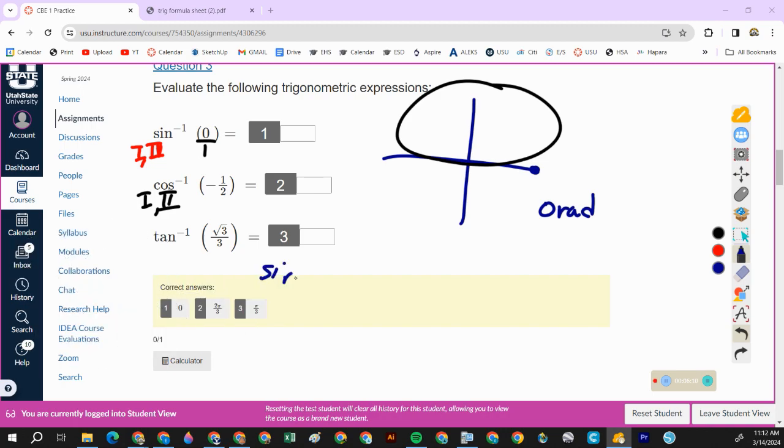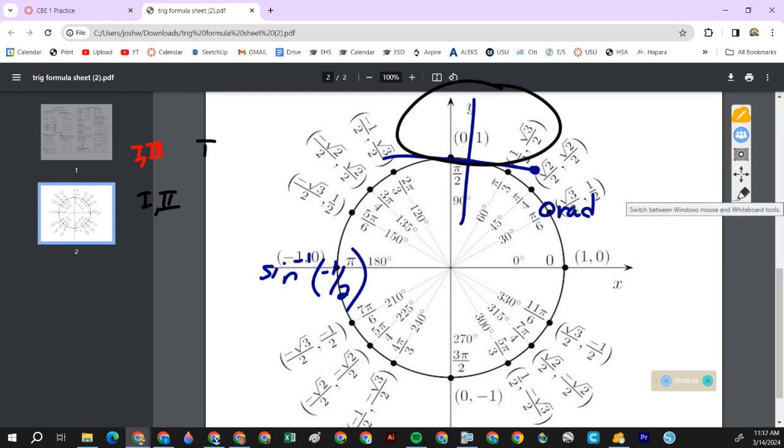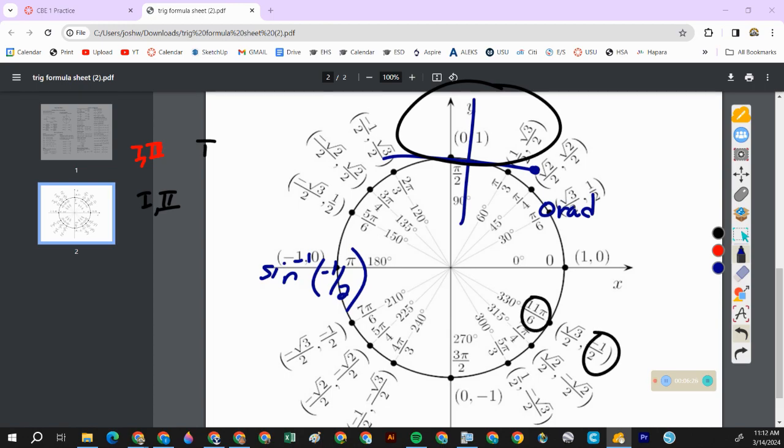Okay. What if we had the sine inverse of negative 1/2? Well, if we look at our unit circle, where do we have a sine equal to negative 1/2? And we're only allowed to look in quadrants 1 and 4. So it would be 11 pi over 6. Does that make sense?